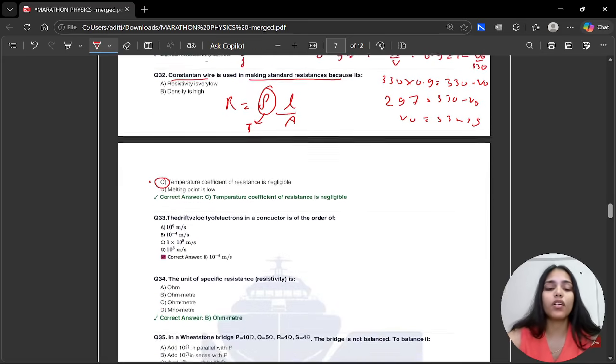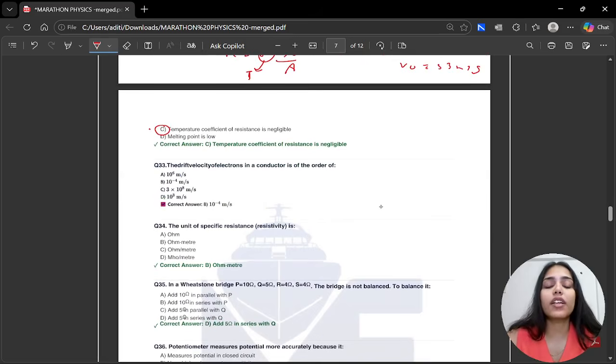Okay. Now, drift velocity of electrons in the conductor. So, this also you cannot be solving in the exam. You will have to go through some similar kinds of questions to actually know that the drift velocity of electrons in a conductor is of the order 10 to the power 4 or even 10 to the power minus 3 also. So, it is in that same range.